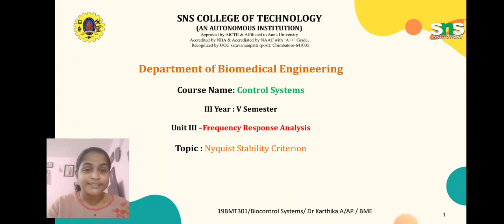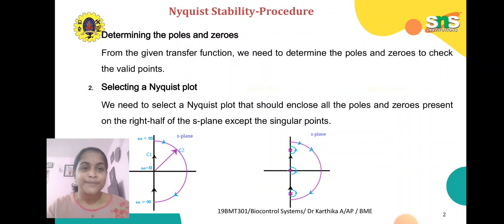And here the topic is Nyquist Stability Criterion. What is this Nyquist Stability Criterion? Why do we need that? What is the use of Bode and polar plots? We know that they are used to determine the stability of a control system. Same thing: the Nyquist Stability Criterion is used to calculate the stability of a particular control system. Okay, let's see what is Nyquist Stability Criterion. What is Nyquist stability?